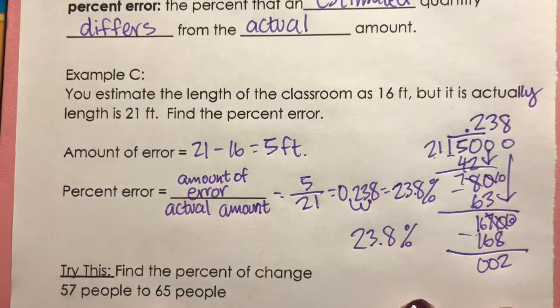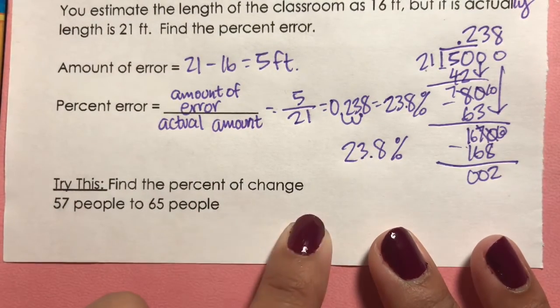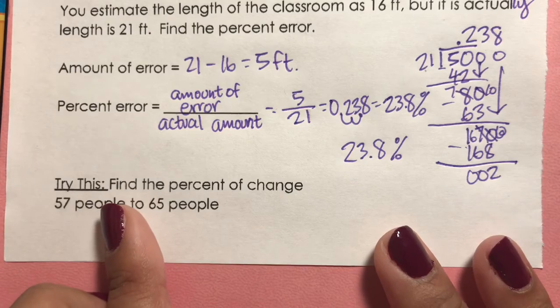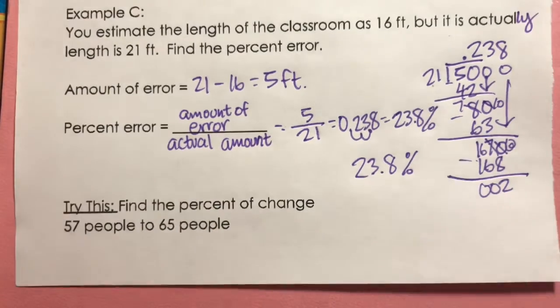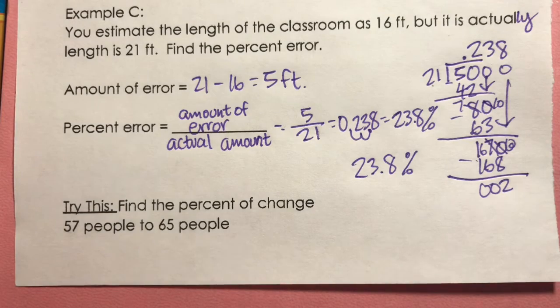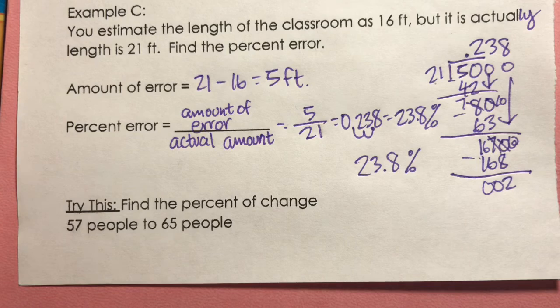Okay, so now it's time for you to try this. Find the percent of change. So you're going to find the percent of change for 57 people to 65 people. Tell me if it's a percent of increase or decrease, and then you need to tell me what the percent of change is, okay? Once you're finished with that, you need to move on to the worksheet that I'll be passing out. And then once you're finished with that, you can move on to Khan Academy, okay?